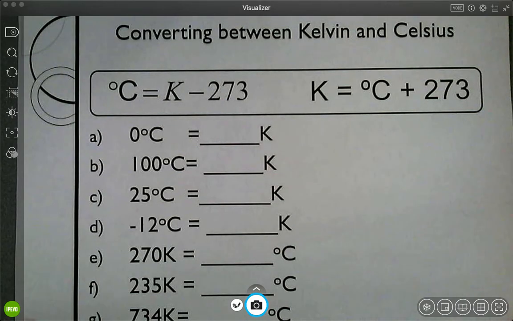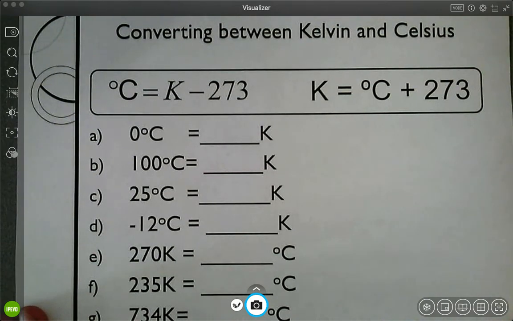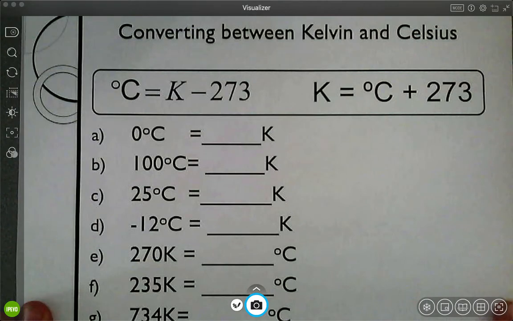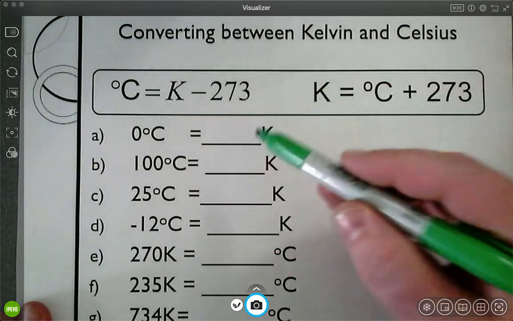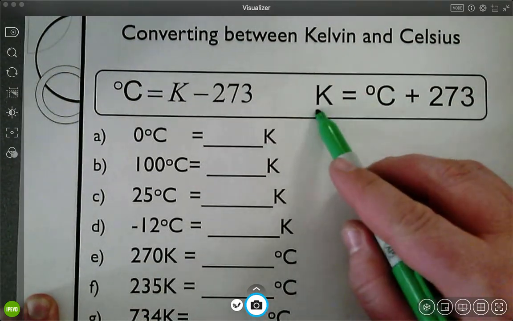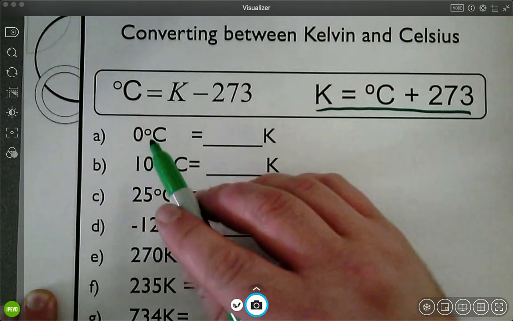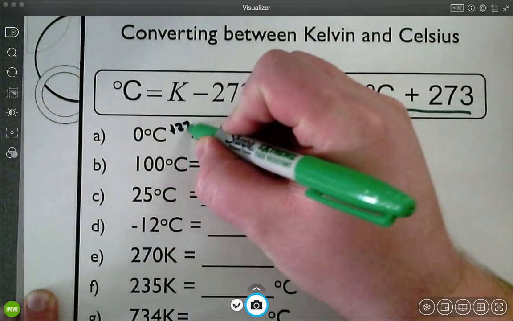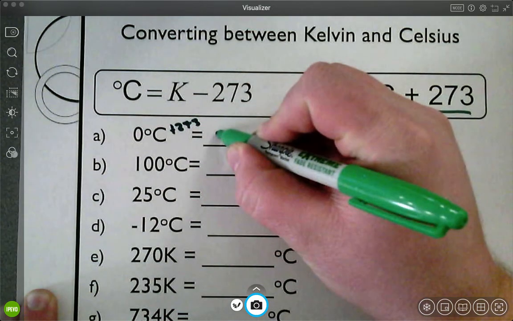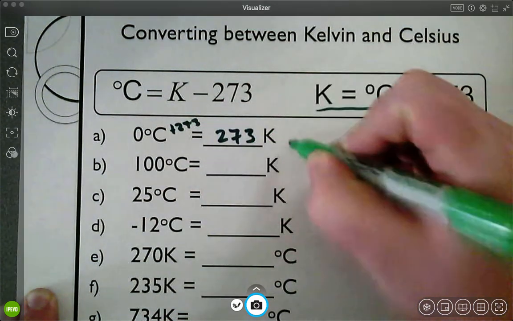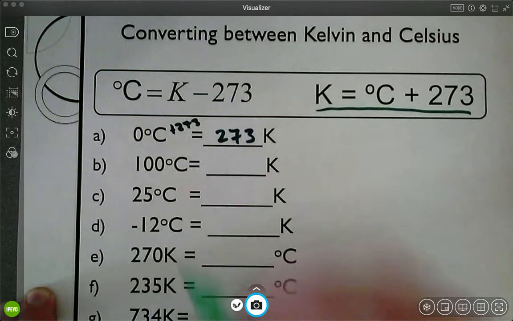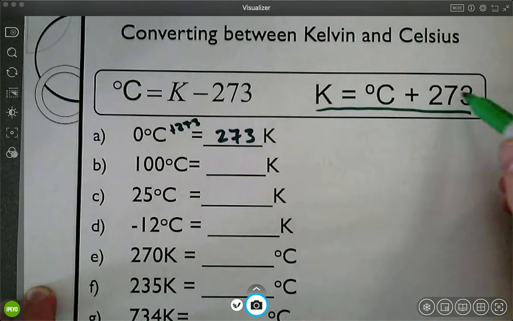Okay, so let's try converting from Celsius to Kelvin. So we start with Celsius, and we're going to convert to Kelvin. All you have to do there is take the Celsius and add 273. So 0 degrees Celsius, add 273, that equals 273 degrees Kelvin. Okay? 100 degrees Celsius, add 273.